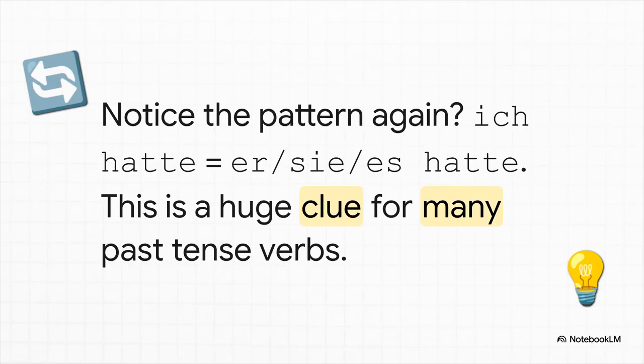And would you look at that? There it is again, the exact same pattern. Ich hatte is a perfect match for sie, es hatte. This isn't just random memorization, you're seeing a system here. This I equals he, she, it rule, it's your secret key to unlocking the past tense.